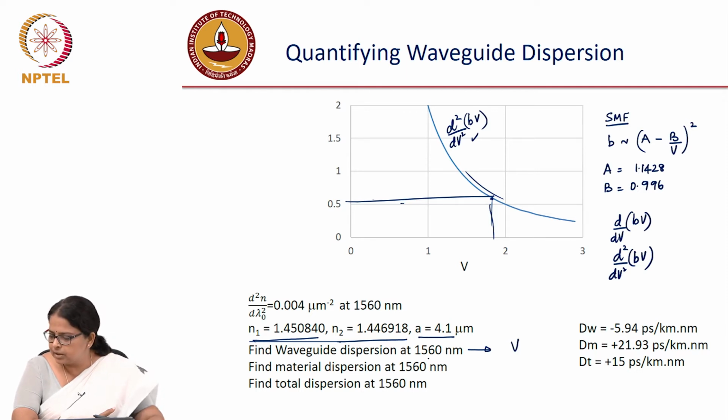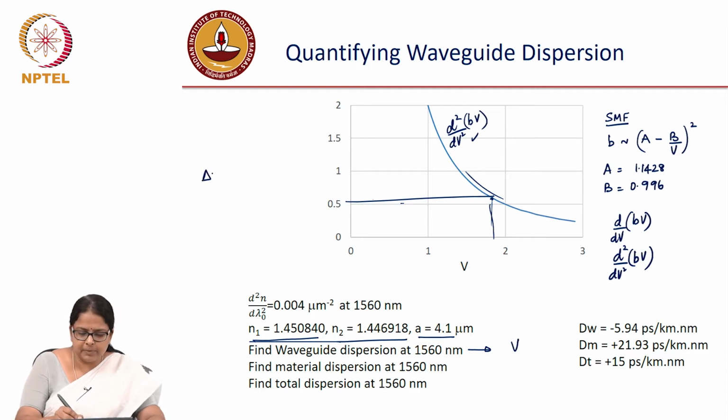Waveguide dispersion turns out to be minus 5.94, material dispersion turns out to be plus 21.93, and the total dispersion is plus 15. What is the meaning of this minus and this plus? Physically, what does it mean? If I have minus dispersion and I have plus dispersion.